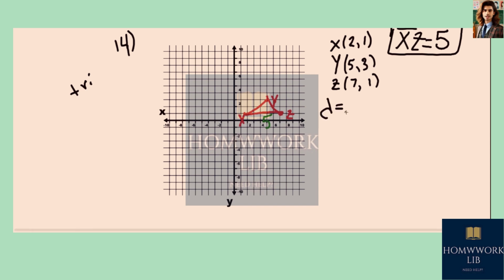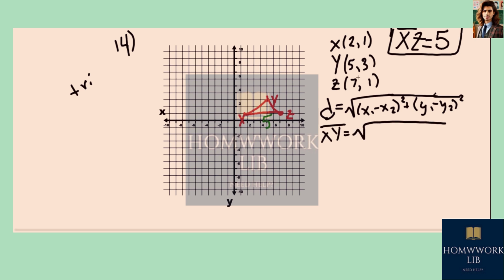So our distance formula, once again, is d equals the square root of (x1 minus x2) squared plus (y1 minus y2) squared. For this one, I'm going to do XY and just substitute my points in. I'm going to let X be point 1, Y be point 2. So that will be 2 minus 5 squared plus 1 minus 3 squared. And when you put that in your calculator, you will get that the measurement of XY is 3.61.